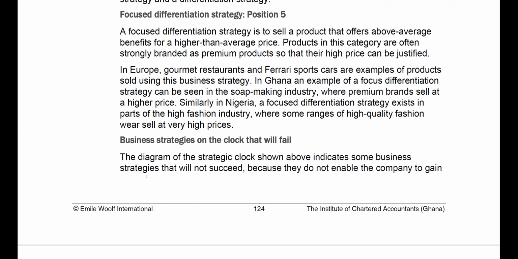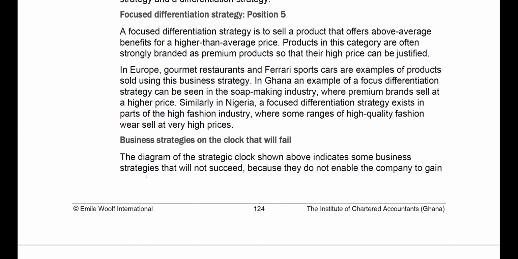So that is why not everybody can buy a Lamborghini or a Bentley. They are branded specifically for a purpose as luxurious products that only some particular people can use. So that's an example of a focused differentiation strategy. In Europe, gourmet restaurants and Ferrari sports cars are examples of products sold using this business strategy. In Ghana, an example of focused differentiation can be seen in the soap making industry, where premium brands sell at a higher price. Similarly, in Nigeria, a focused differentiation strategy exists in parts of the high fashion industry where some ranges of high quality fashion wear sell at very high prices.